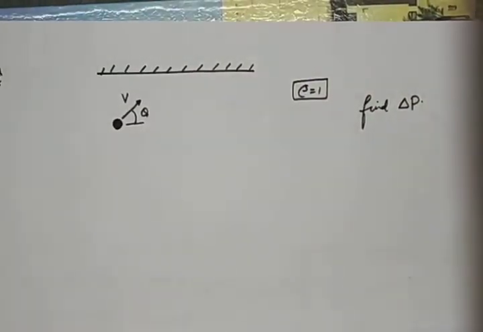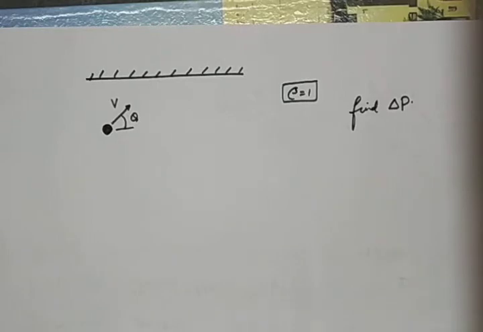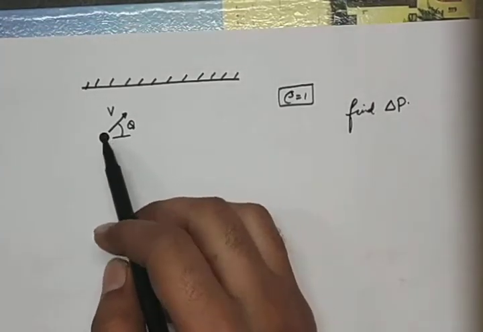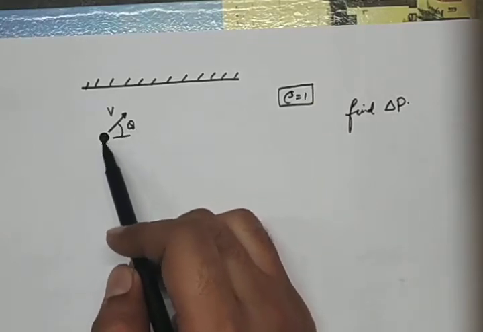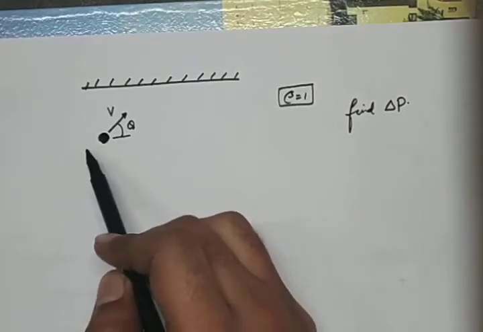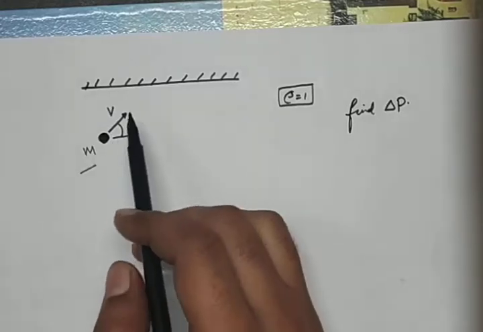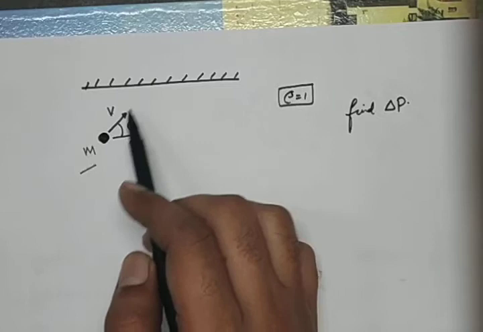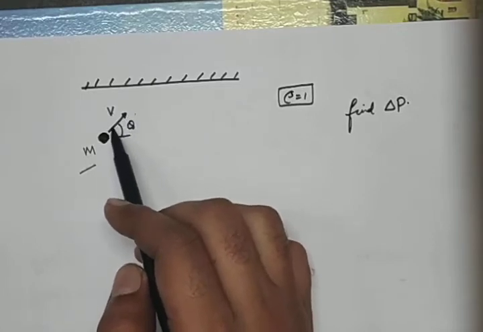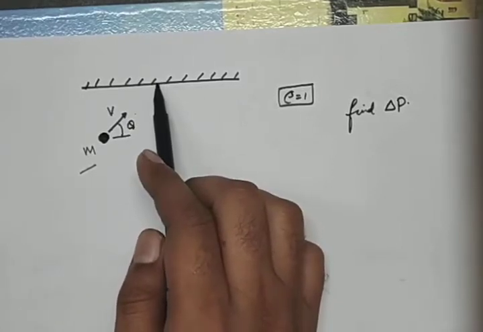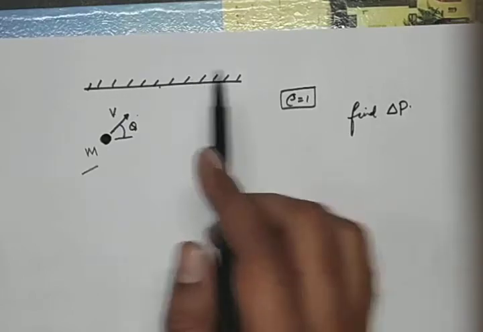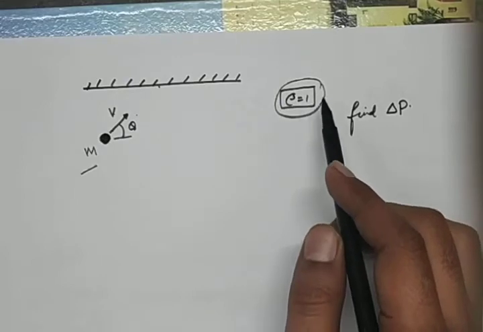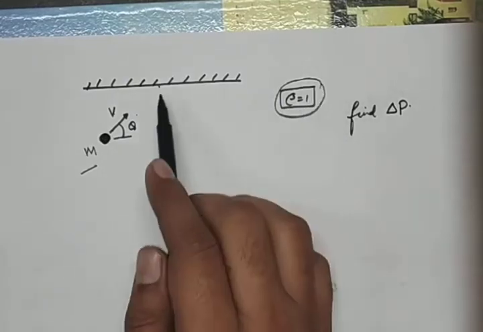This is question number 1, GATE 2016 question. Let me discuss it in English. This is a ball of mass, suppose some mass m. It is moving with velocity v and making an angle theta with the x-axis. It strikes this surface in which e equals 1, or it is a perfectly elastic collision. After collision, it will rebound.